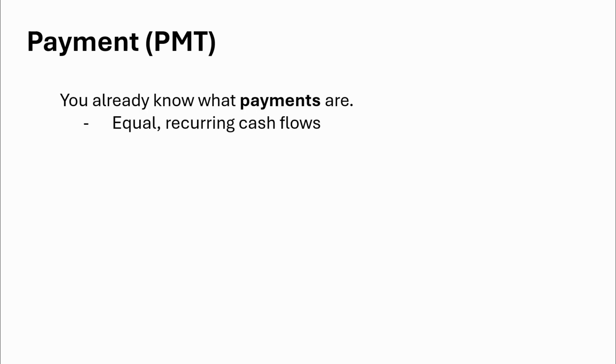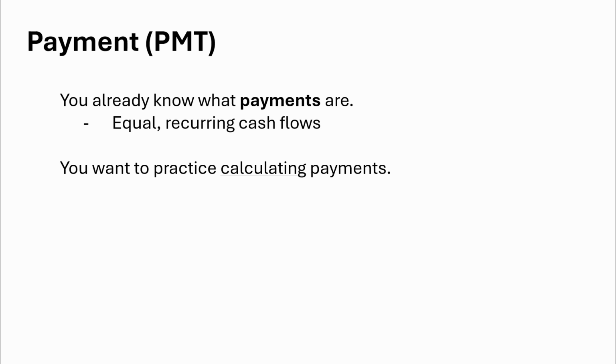Next, we have payment. You already know the definition of a payment. In the context of time value of money, we're referring to those equal-sized recurring cash flows. In real life, you pay rent, you pay off your phone, car payments can be monthly, insurance premiums are typically paid every 6 months. What is useful is being able to look at a loan and knowing how to calculate the size of a payment.